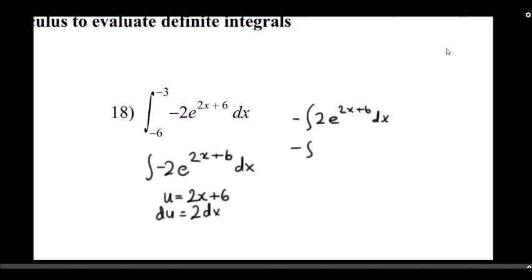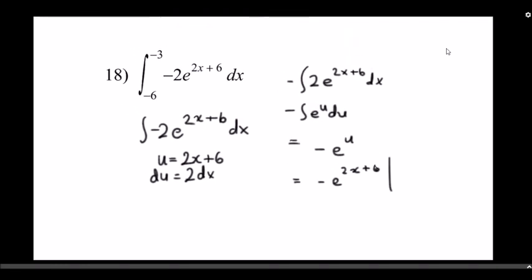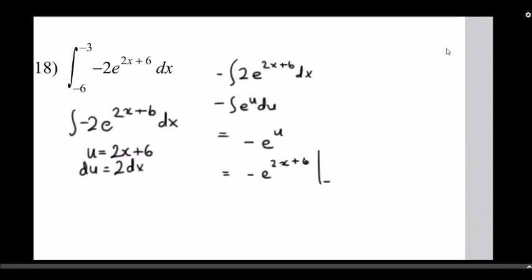That can be rewritten as e to the u du, which can be rewritten as negative e to the u, which is negative e to the 2x plus 6. So now that needs to be evaluated using our bounds here, negative 6 to negative 3.